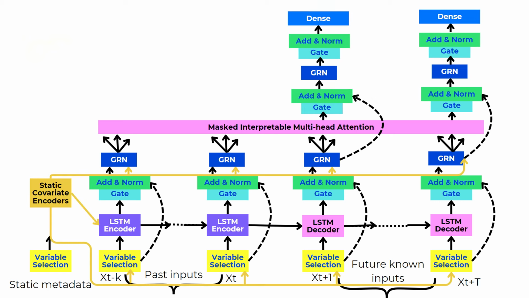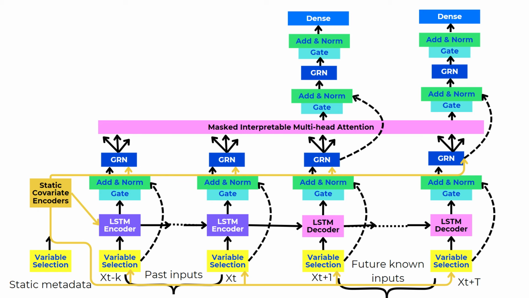The static covariate encoders are connected to multiple layers of the TFT model because they provide consistent, unchanging information that needs to be accessible at various stages of processing. By enriching the model with this static context, the TFT can make more informed and accurate predictions, leveraging both dynamic inputs and stable long-term features.